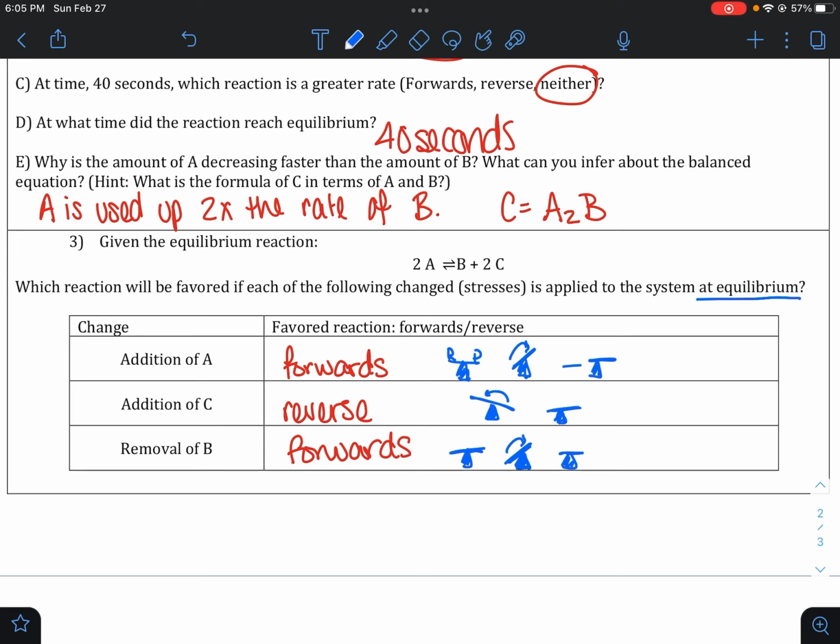All right? So, again, I like to think about it like this. However you like to think about it is totally fine. But it's a balancing game. Okay? If I add more reactants, I need to make more products to get that back to balanced. If I add more products, I need to go in the opposite direction to make more reactants to again get back to balanced. But if I remove products, okay, then I need to favor my forward to remake what I lost.